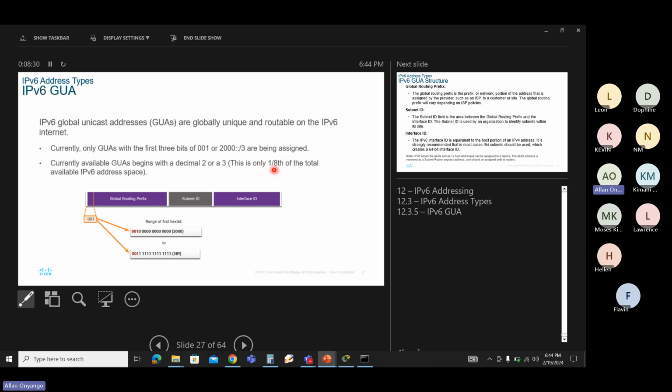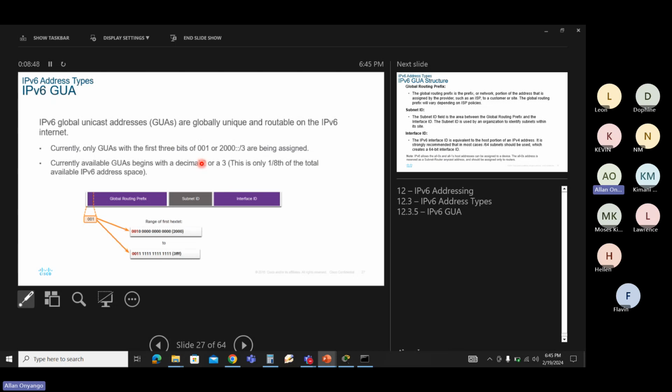Right now, we are just using an eighth of the total. An eighth of 300 over 340 decillion. We're just using an eighth. That's a very small number. Not all the continents are using it.